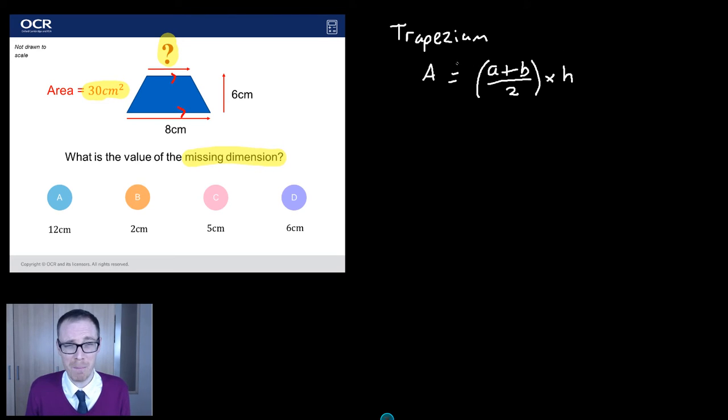Now, what's A and B, I hear you ask? Well, A and B are my two parallel sides. I always say A is the top one, B is the bottom one. So on this diagram here, A would be this length and B would be this length.